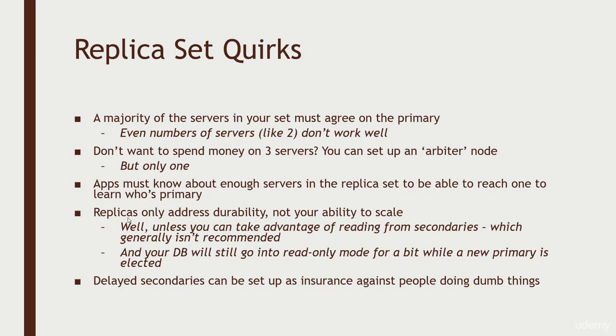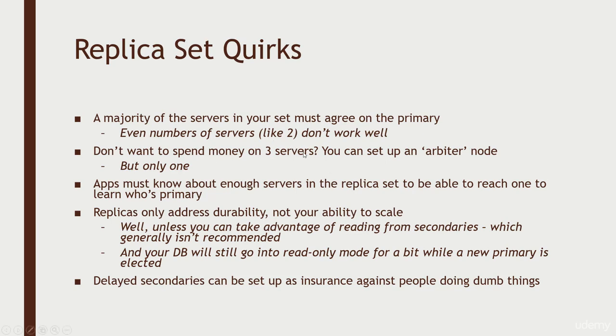There are a lot of quirks with MongoDB, and it's something that it does get its share of criticism for. One thing is that you have to have a majority of servers in your set to agree on who the primary is. So you can't have an even number of servers because you can't get a majority. And that implies that you need to have at least 3 servers if you want to have replication or some sort of durability. And that can get expensive, right? Maybe it doesn't make sense to actually have 3 giant servers just to keep your one MongoDB instance reliable.